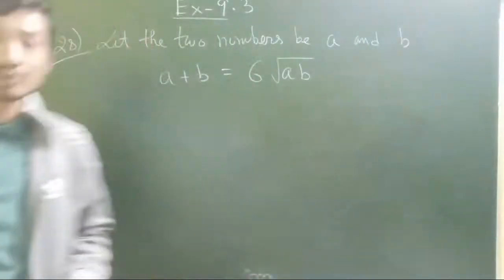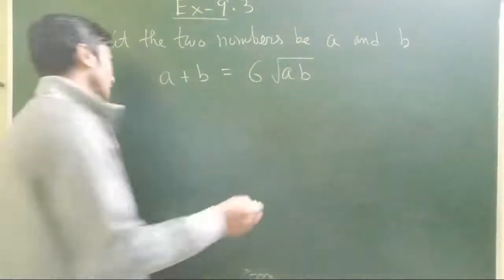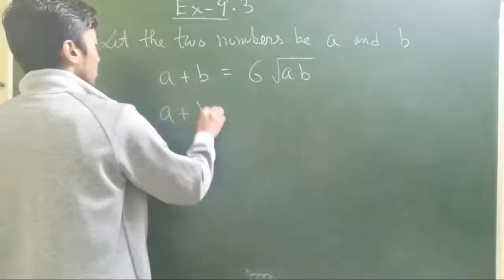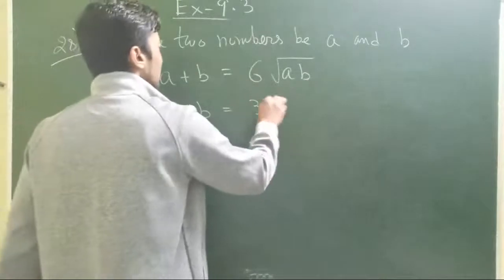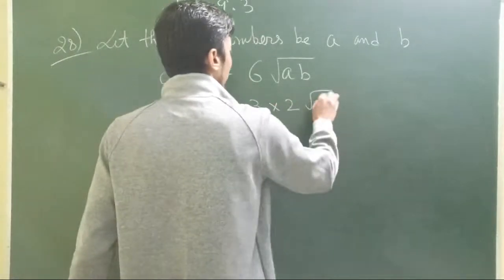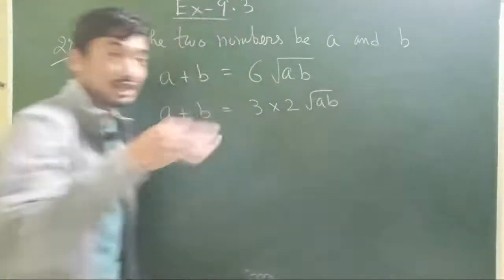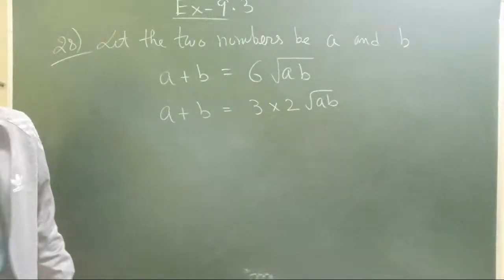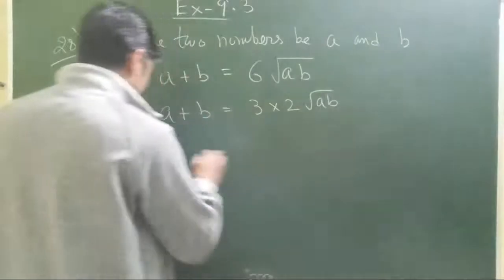Now, if you look at the proof, there is a 3, there is 2 root 2, so that is possible, because what we can do is a plus b. 6, I can write it as 3 into 2. No problem with that. So let's see how we continue with our solution. Let's begin our solution. 6 I can write as 3 into 2.